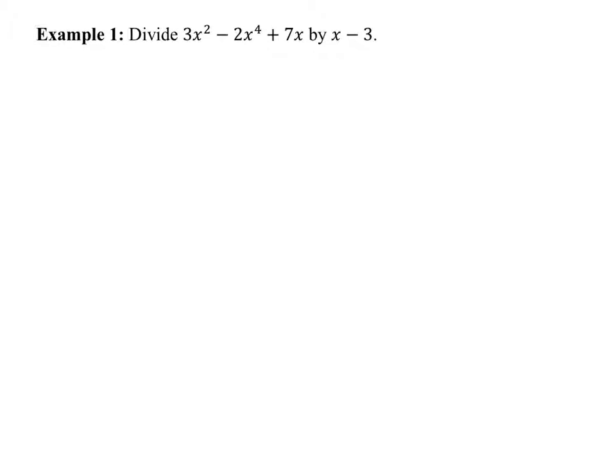So here's how we're going to do it. We're going to look at our original polynomial. We're going to write it in order. So start by writing the original polynomial in order. What should the order be if I'm writing in the correct order from highest to lowest degree? Negative 2x to the 4th plus 3x squared plus 7x.